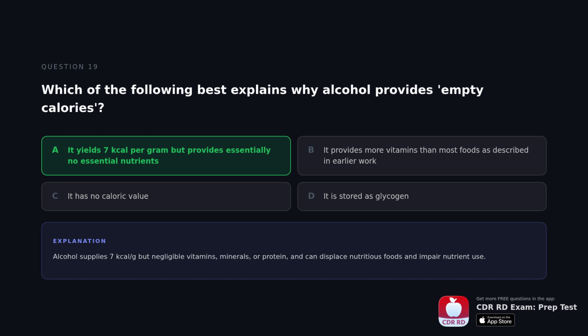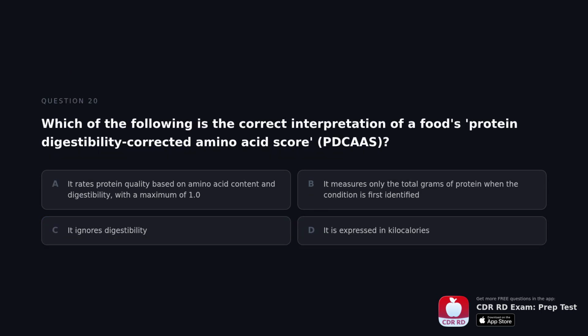The correct answer is, it yields 7 kcal per gram, but provides essentially no essential nutrients. Alcohol supplies 7 kcal, but negligible vitamins, minerals, or protein, and can displace nutritious foods and impair nutrient use. Which of the following is the correct interpretation of a food's protein digestibility corrected amino acid score, PDCAAS?